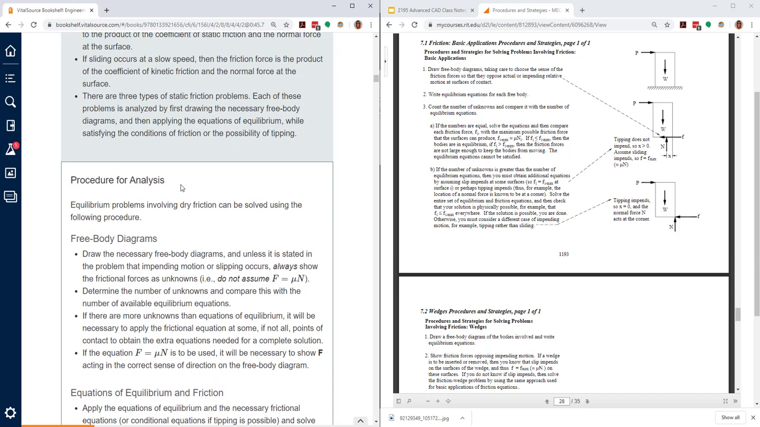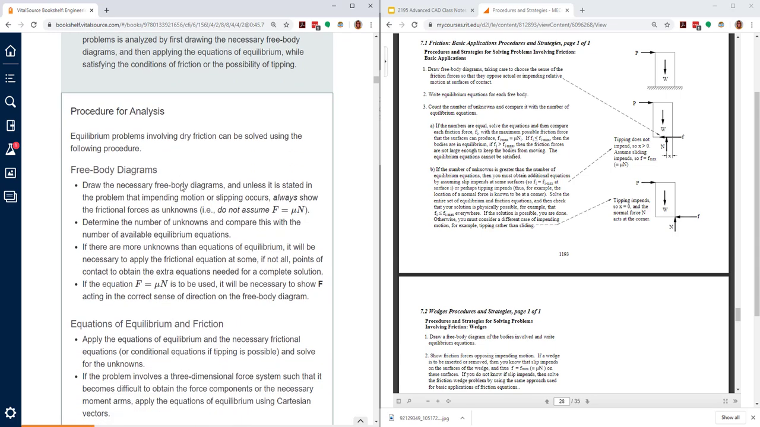Procedure for friction problem solving: free body diagram. Always start with the free body diagram. You do want to show the frictional forces as unknowns. You don't assume that F equals mu N, unless it is directly stated that we are at impending motion, or if it's stated that slipping occurs.